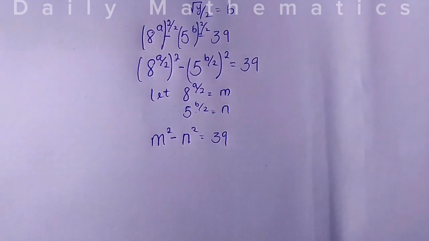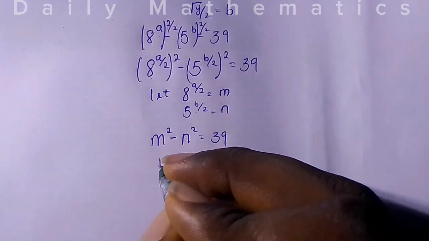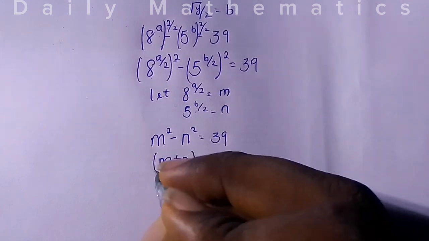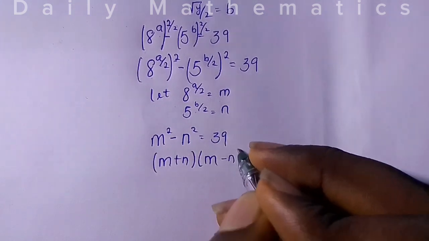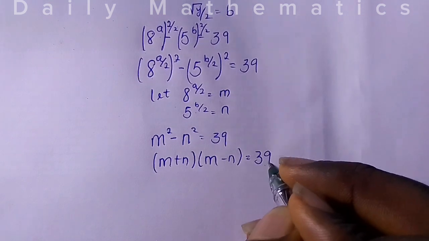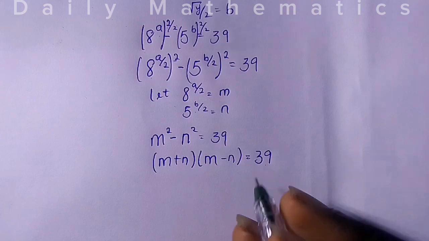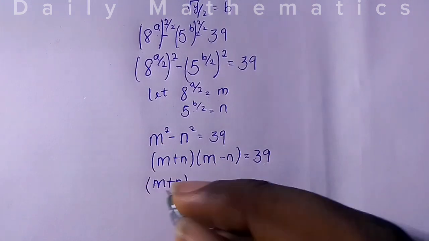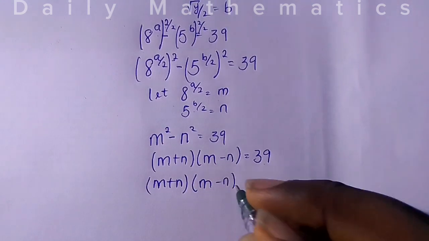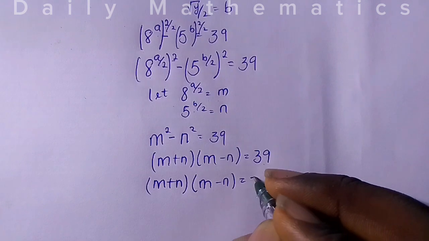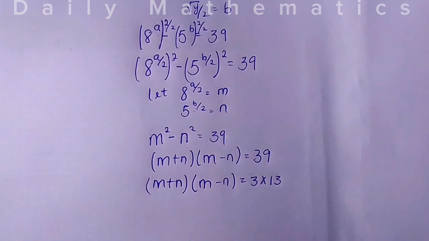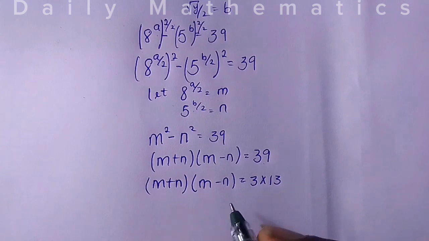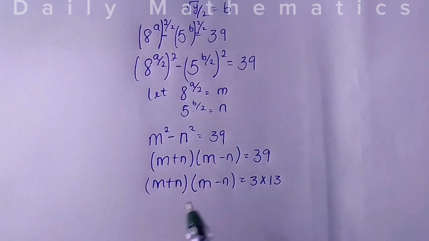So from here, what do we have? We have a difference of two squares. When we have a difference of two squares, we have m plus n times m minus n, equals 39. What are the factors of 39? We have 3 times 13, which gives us 39. So we equate each bracket to a factor of 39.